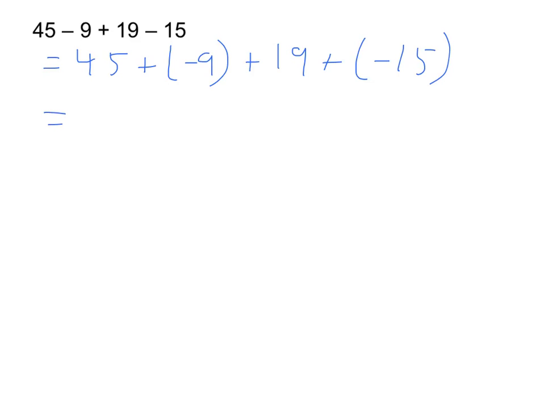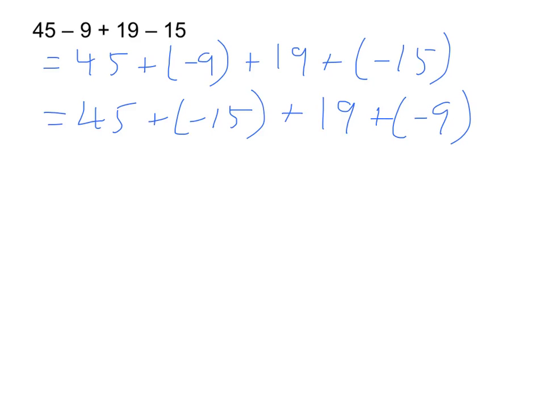Now, because we're working with addition, we can rearrange these numbers however we want using the commutative property of addition. So let's write this as 45 plus a negative 15, and then plus 19 plus a negative 9. And so here we can do this because of the commutative property of addition. Because we've converted the problem from subtraction to addition, we can use the commutative property of addition and rewrite things.